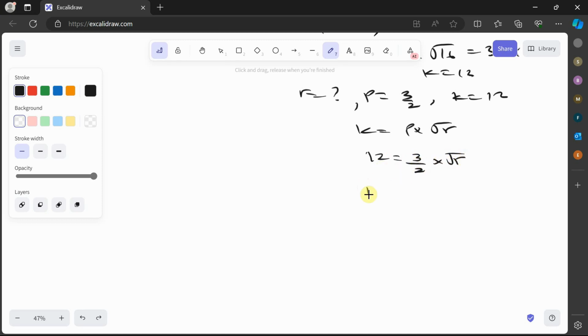And I can cross multiply and say 12 times 2 is equal to 3 times square root of r. And then I can divide both sides by 3. So 3 will cancel 3. 3 here 1, 3 here 4. 4 times 2 is 8. So 8 equals square root of r.